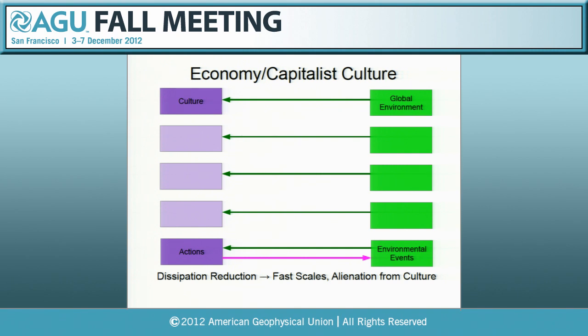And one of the very important dynamical characteristics of capitalist culture is the tendency to attempt to reduce the dissipation of transactions. It used to be difficult to get food. You had to grow it yourself or had to go through a lot to get it. But now I can just go into a 7-Eleven and buy a banana. It's much easier. The dissipation involved in obtaining food has decreased markedly. And that also holds for communications and other sorts of technological aspects of the capitalist system. So we can ask ourselves, well, if dissipation is reduced, what is the dynamical consequence of that?